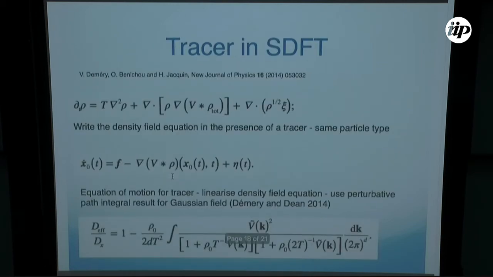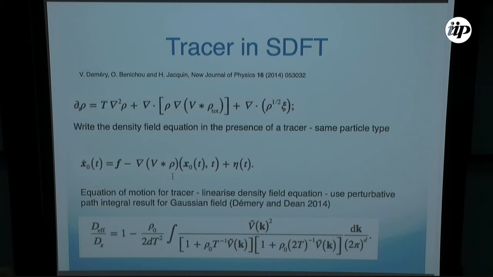And so now, this comes to the point. My student, Vincent Démery, a student I later had, came along, and he took the stochastic density with Olivier Bénichou and Hugo Jacquin, who was a student of Fred's. And they had the idea, well, actually, just look at a tracer particle, and let's look at the other particles diffusing around it. If you look at the total density field, you can write down a theory for the fluctuations of the density without the tracer particle. Basically all the other particles are generating a potential which is felt by one tracer particle.